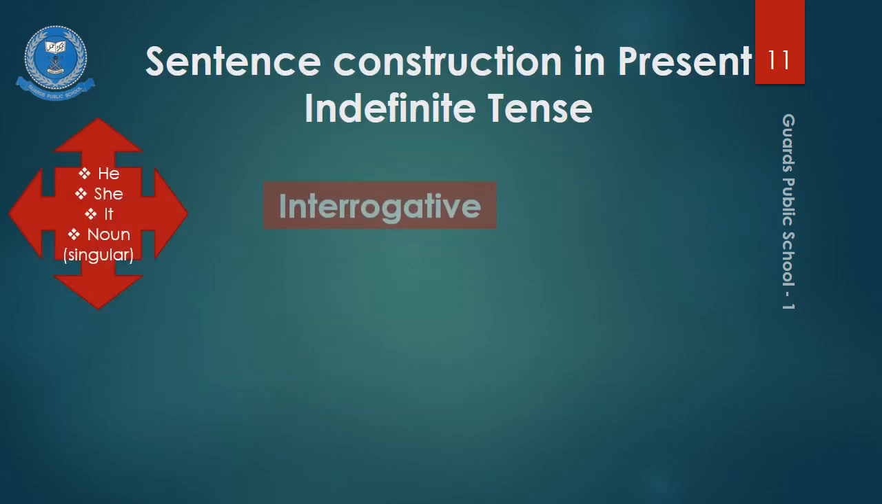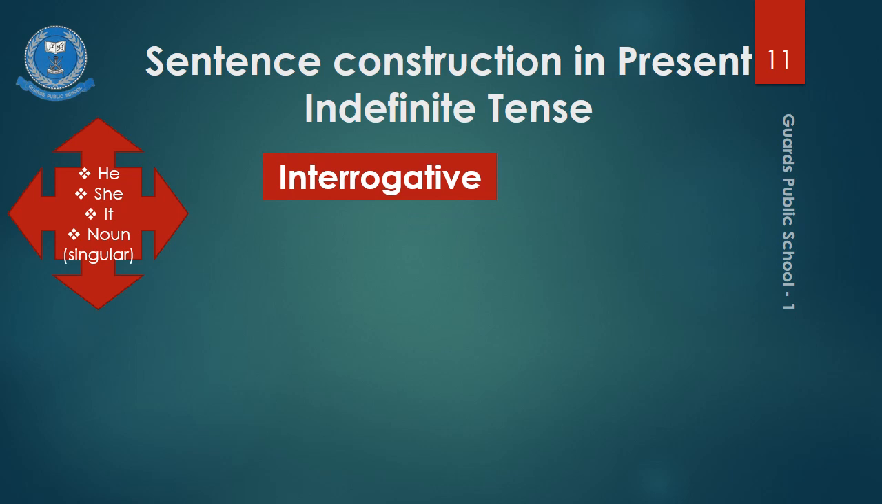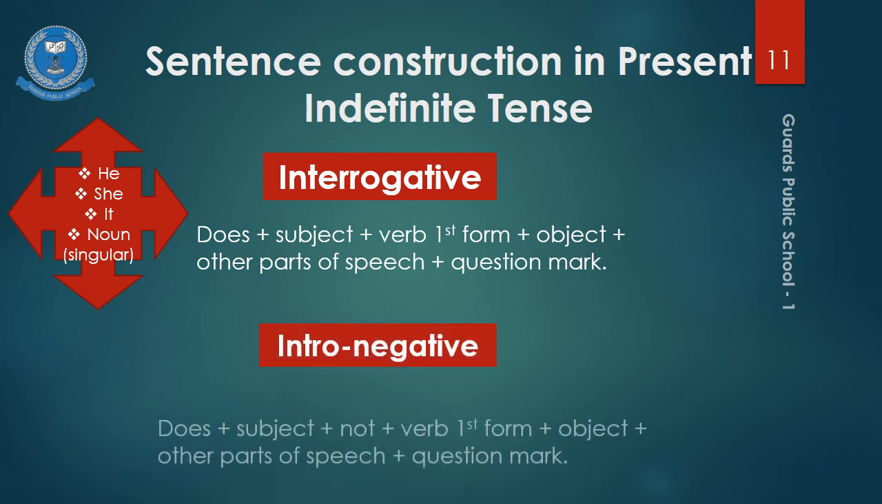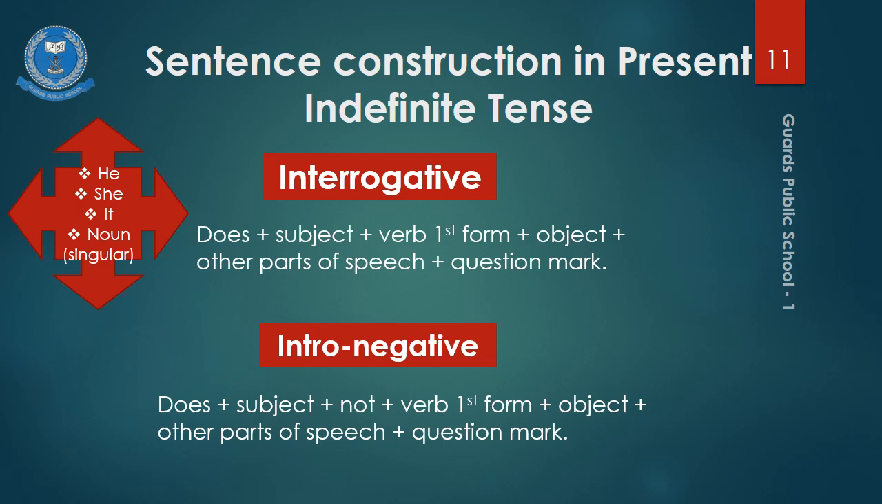In interrogative structure, we write does, then subject, then simple first form of verb, and object. And after the object, we write other parts of the speech. And question mark is the main part of interrogative sentence. In negative interrogative, start sentence with does and write not after the subject. Add the first form of verb, then add object and put the question mark in the end.